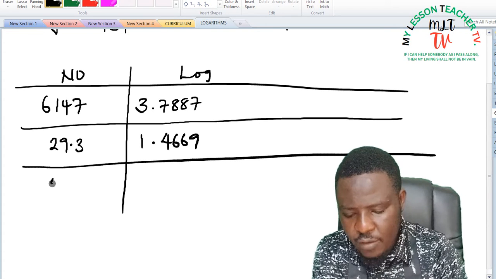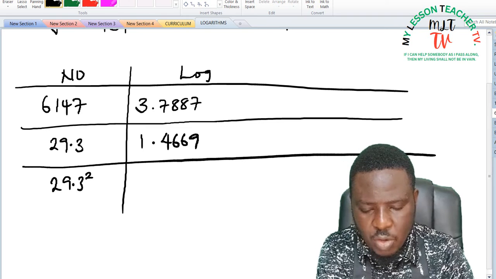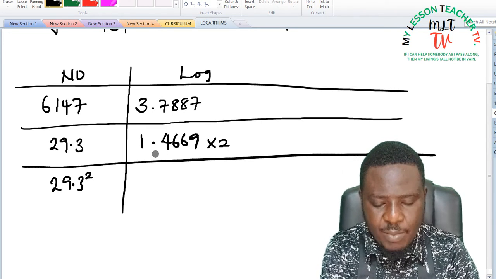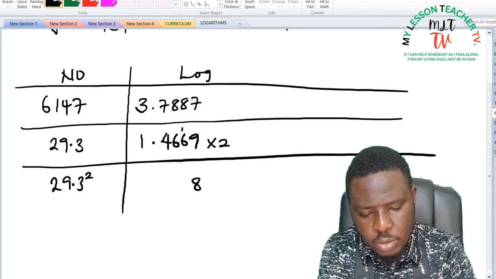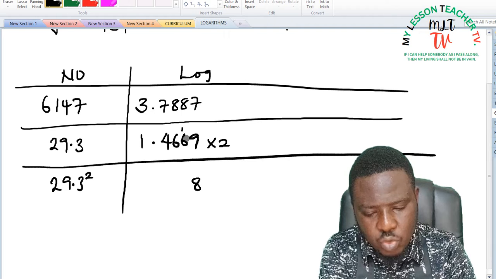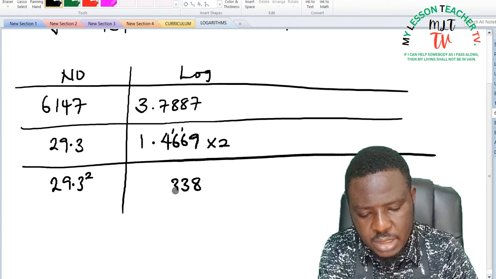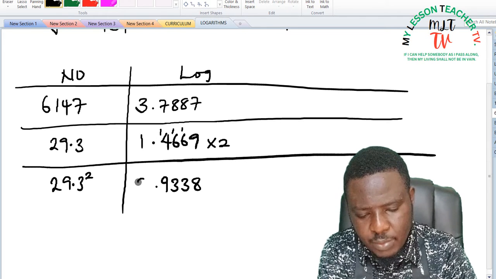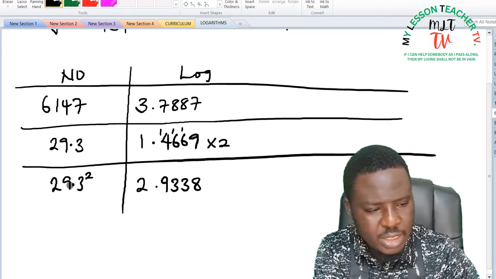But the question says square. So we are going to have 29.3 squared. And square in numbers means multiplication in logarithm. So I'm going to multiply this by 2. 2 times 9 is 8. You carry 1. 2 times 6 is 12 plus 1 is 13. Carry 1. This will also give us 13. Carry 1. 8 plus 1 is 9.2. So therefore, we have done this.